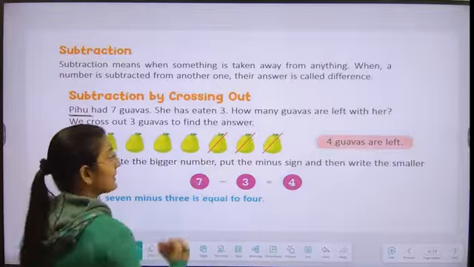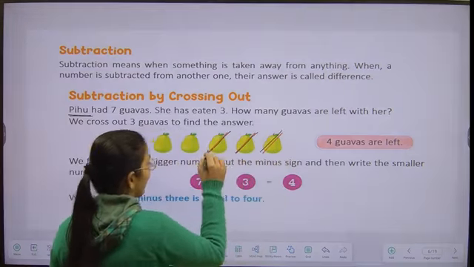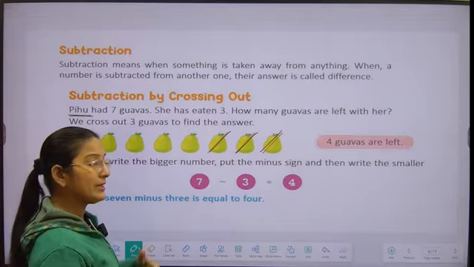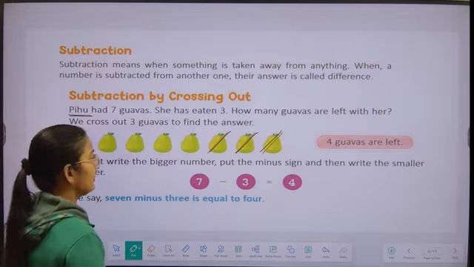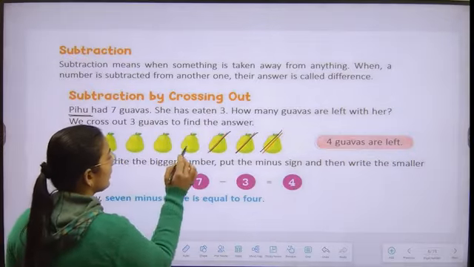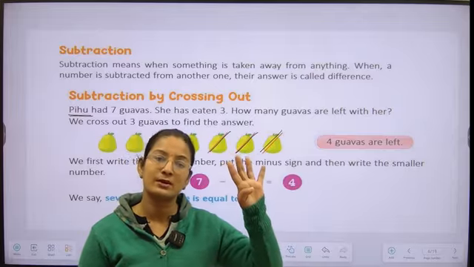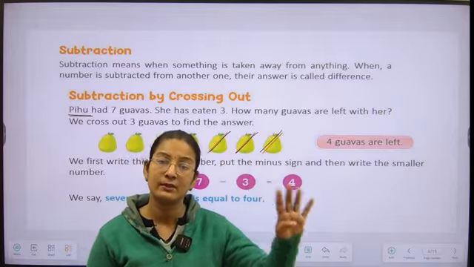She ate 3 guavas, so what do we have to do? We have to cross out these 3 guavas just like this. Now how many guavas are left with her? Let's start counting, students. 1, 2, 3, 4. How many guavas are left? Total 4 guavas she has now.